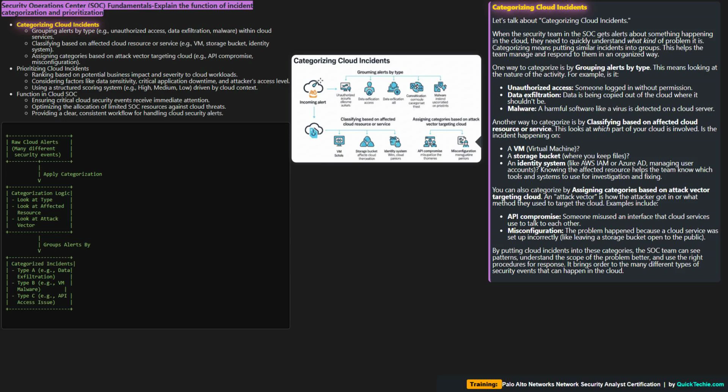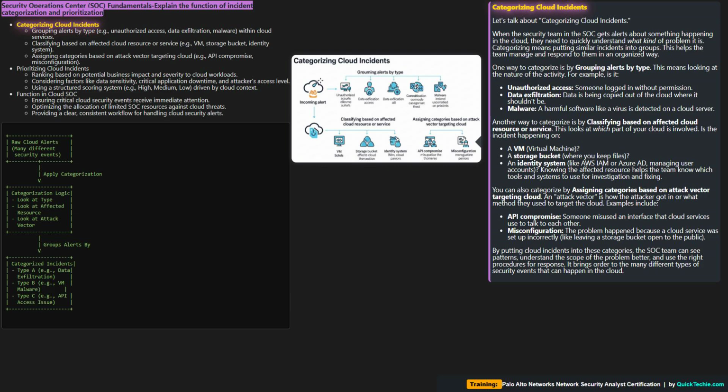Categorizing Cloud Incidents. Let's talk about categorizing cloud incidents. When the security team in the SOC gets alerts about something happening in the cloud, they need to quickly understand what kind of problem it is. Categorizing means putting similar incidents into groups. This helps the team manage and respond to them in an organized way.